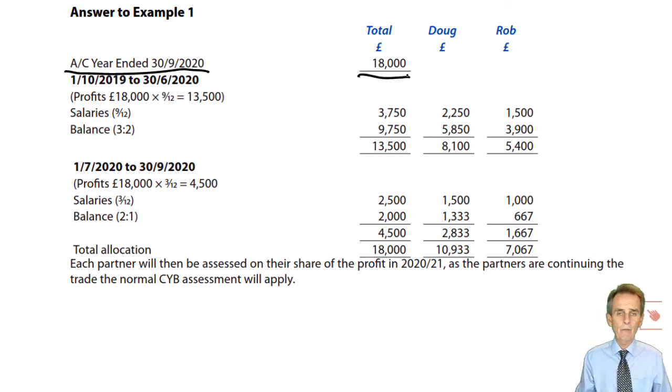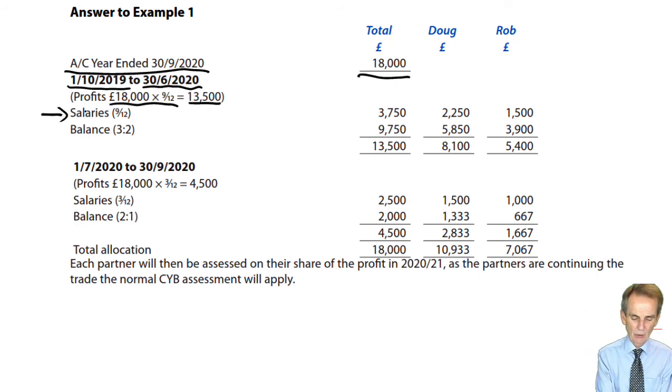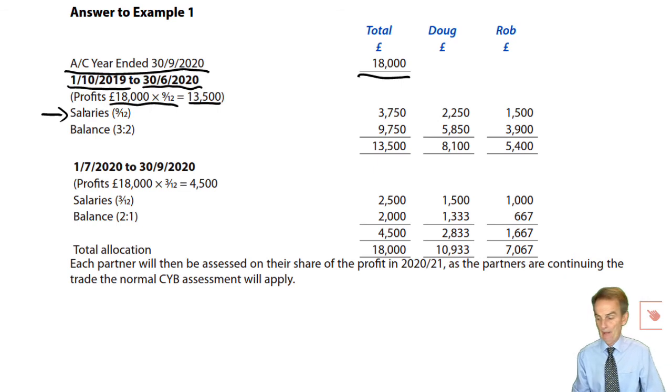All we've got to do is divide it according to the agreements that were in force during that accounting period. So we know that from the 1st of October 2019, the start of that period, through to the 30th of June 2020, it was the old agreement, shall we call it. And that was a 9-month period, so 9 months of 18,000, £13,500, is now to be split. What gets first share of those profits? Any salaries. Thereafter, any interest on capital, and only then any balance in a profit sharing ratio.